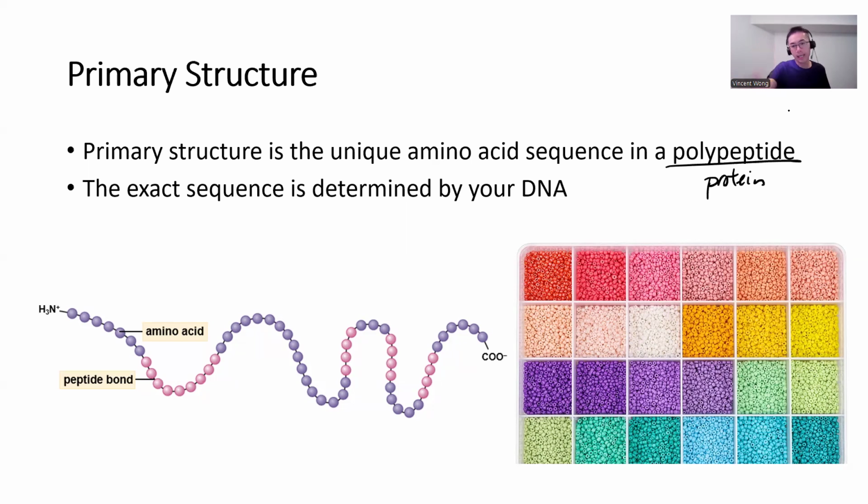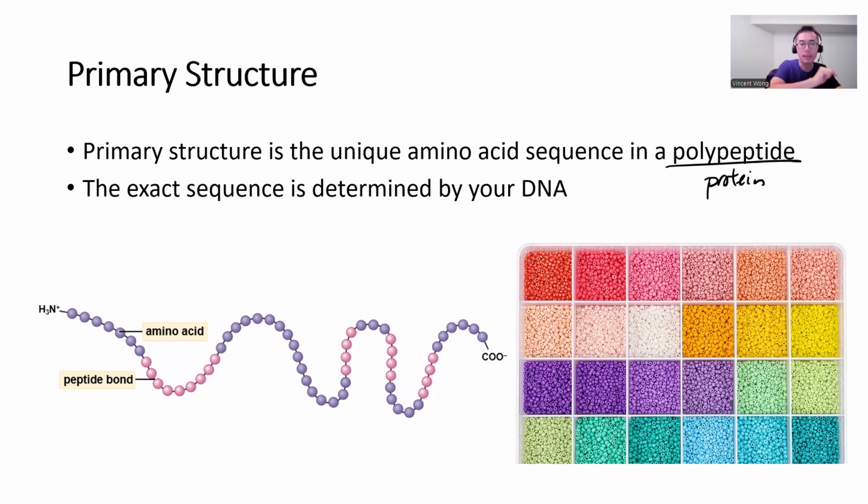So, like our analogy, if you have the beads here, and I know there are more than 20 different colors, but use your imagination. You build the necklace, and you read the color from one end to the other end of your bead. That's basically the primary structure.